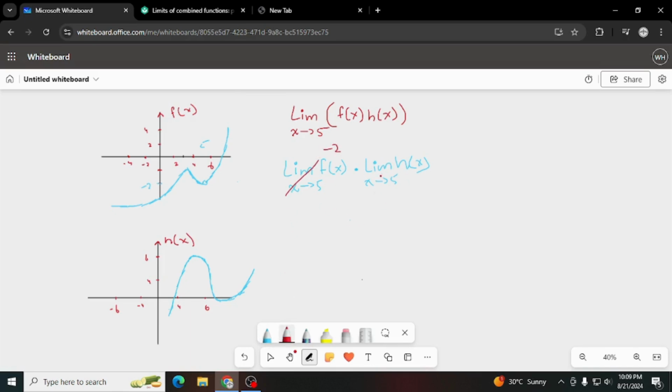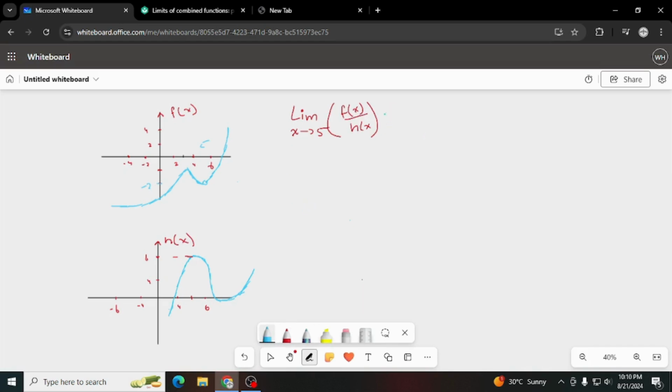And what is the limit as x approaches 5 of h of x? Well, that's x approaches 5, and that's just equal to 6. So we need that this is 6. So this whole thing is just equal to -2 times 6, which is -12.